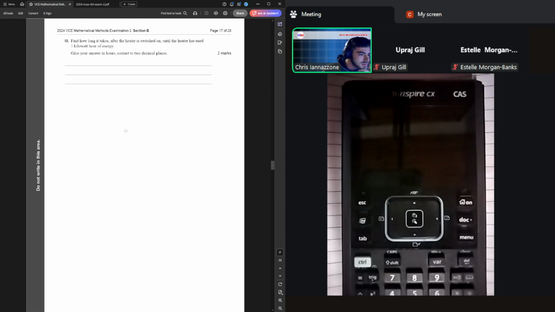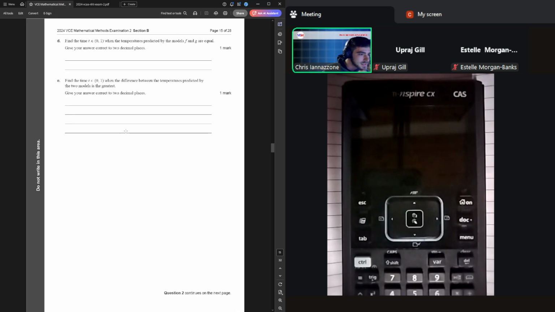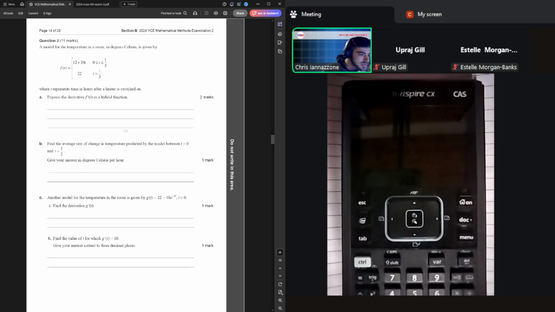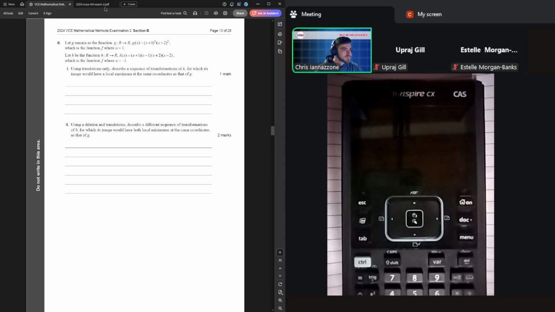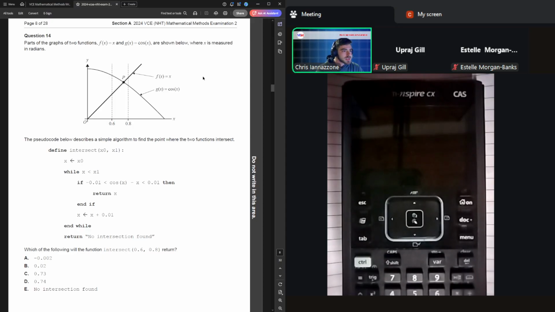So, not overly represented in the exam, but it's still good to be able to get those marks because they tend to be fairly chill. If you look at what we did, we just read the code and then did a CAS solve, and then we had to put it in the right order. So it's a free mark where possible.